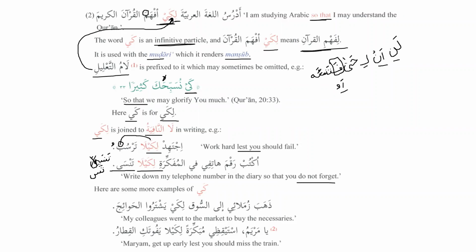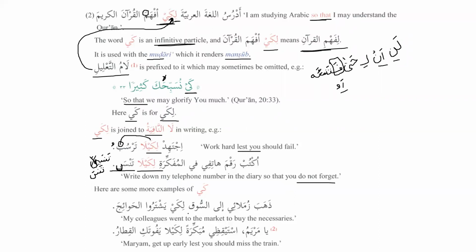لكي لا تنسى. Yes, excellent. So it will only take fatha. Then it was basically tansa, and when we make it majzoom, it becomes tansa. لكي لا تنسى, so that you don't forget. Now, how would I know if it is tansai or tansa? Of course, it depends on who I am talking to. Depending on the mukhatab I am talking to, either I will say tansai or I will say tansa.